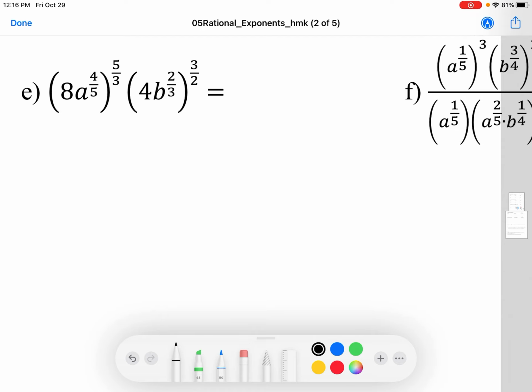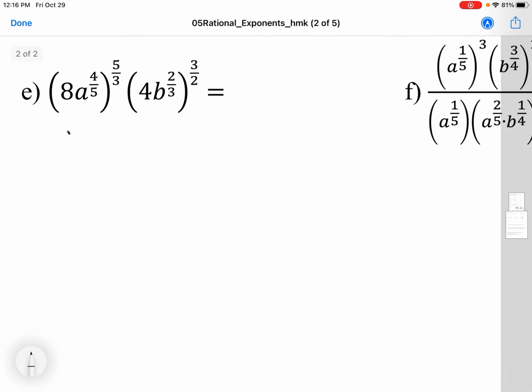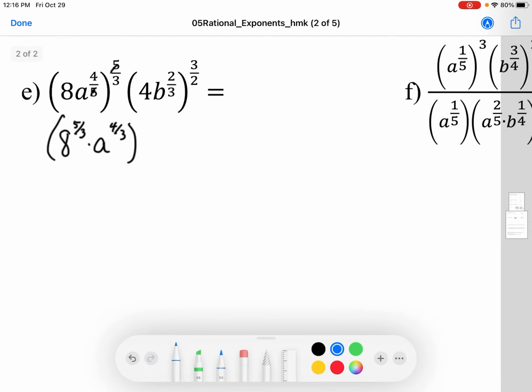And so when I do this, I need to make sure that I end up with 8 to the 5 over 3 times a. And I'm going to apply power to power. So this is going to be, the 5s are going to cancel out when I multiply the powers together. And I end up with 4 over 3. And I'll do a different color for the other part here.